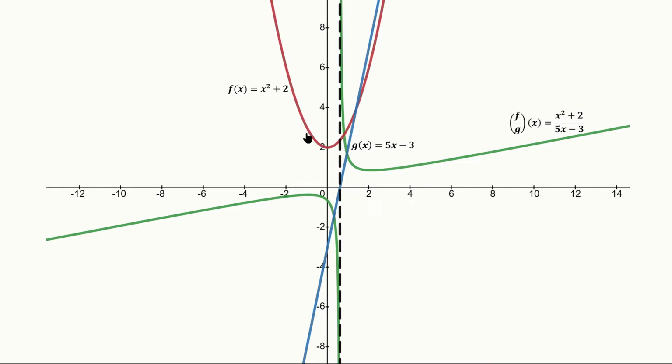Now remember that visually also, for any point in the plane, except 3/5, because that we don't even consider, if you take the y value evaluated at that x value and divide it by the g value at that point, then you should get the same thing that you would get from this function. That's what the quotient function basically is. Okay, so let's go ahead and move on.